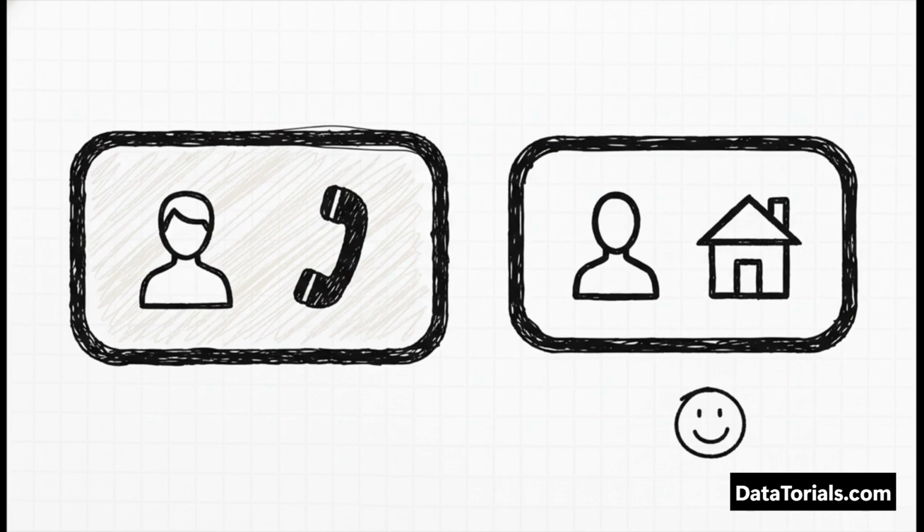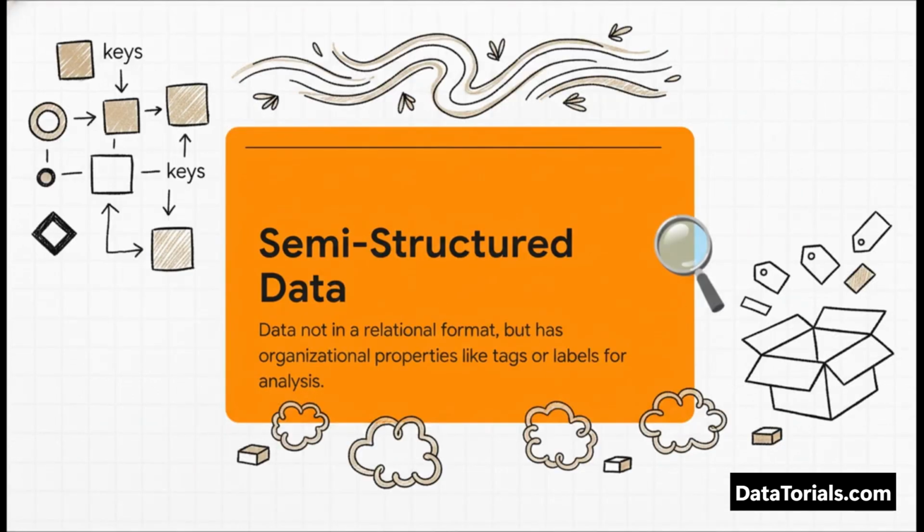The second one only has an address. The system adapts to the data we have, not the other way around. It's an incredibly versatile way to do things. So here's the crucial point. Semi-structured data isn't a total free-for-all.